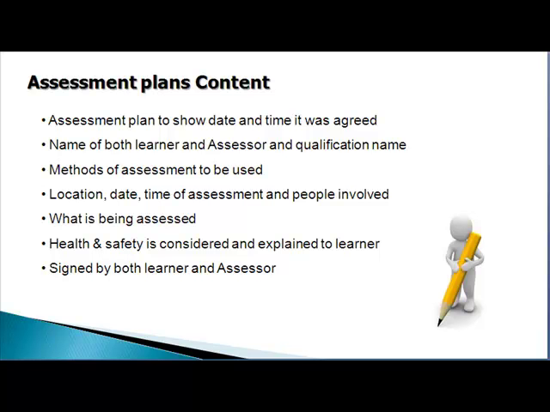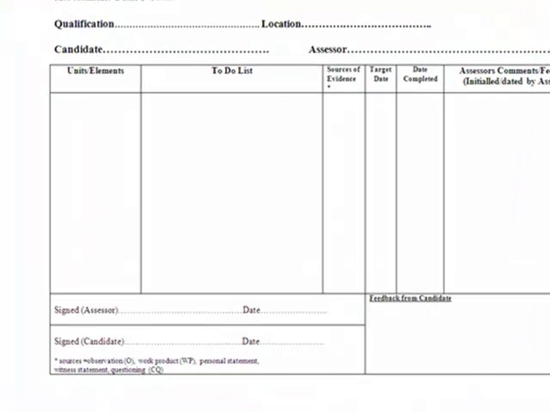So let's look at the assessment plan. There's an example of one here, and this actually takes us through the process. So this is actually designed for every assessment meeting arranged between the candidate learner and the assessor. So it's completed by both parties and obviously agreed by both individuals. So it documents the meeting by showing the elements or units to be discussed, which is in the first column.